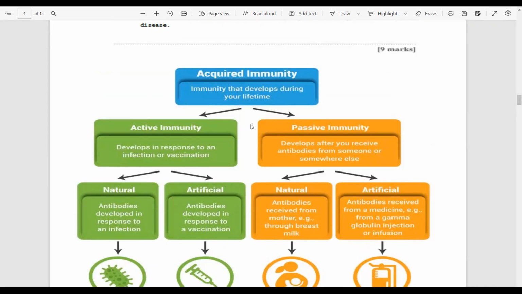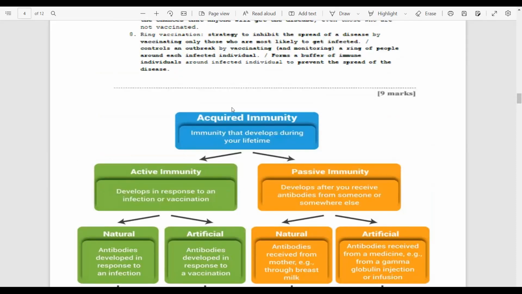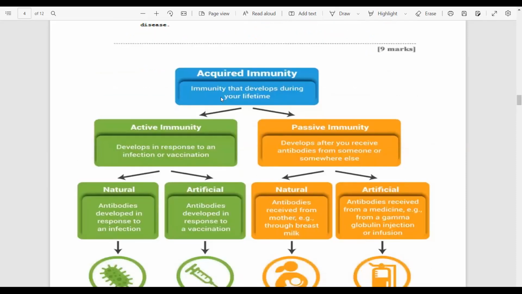All right, so this is talking about acquired immunity that you acquire over a lifetime. So you're born with innate immunity. So that's what you're born with, but over time you need to have acquired immunity. So acquired immunity, which develops in your lifetime, could be considered to be active or passive. So active immunity is one that develops in response to an infection or vaccination. So that means that you have been exposed to the pathogen.